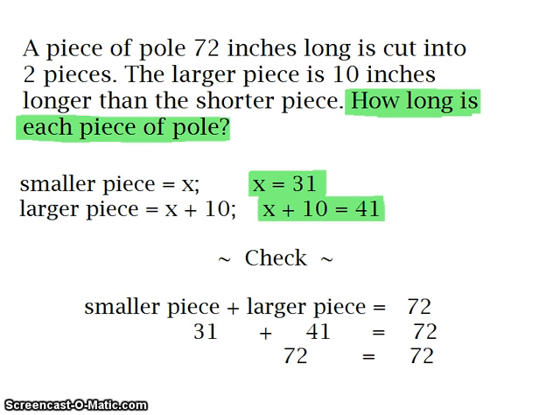How long is each piece of the pole? The smaller piece is 31 and our larger piece is 41. Let's do a check. So our smaller piece plus our larger piece is equal to 72. We know that the value of our smaller piece is 31 plus the value of our larger piece is 41, and 31 plus 41 is equal to 72. 72 is equal to 72, so our answers are correct.